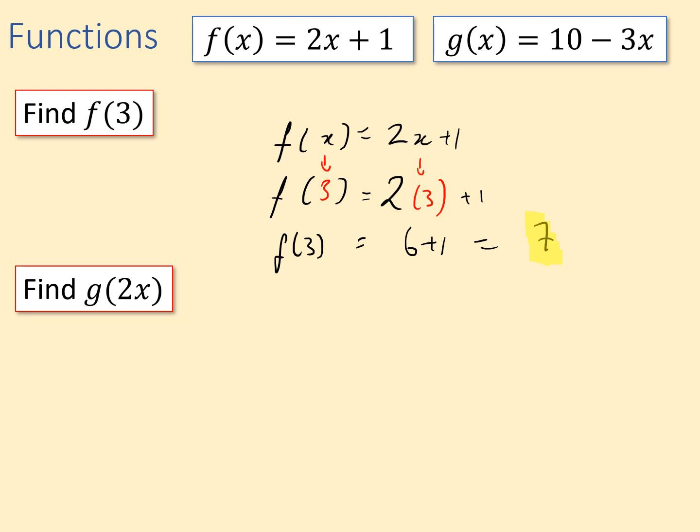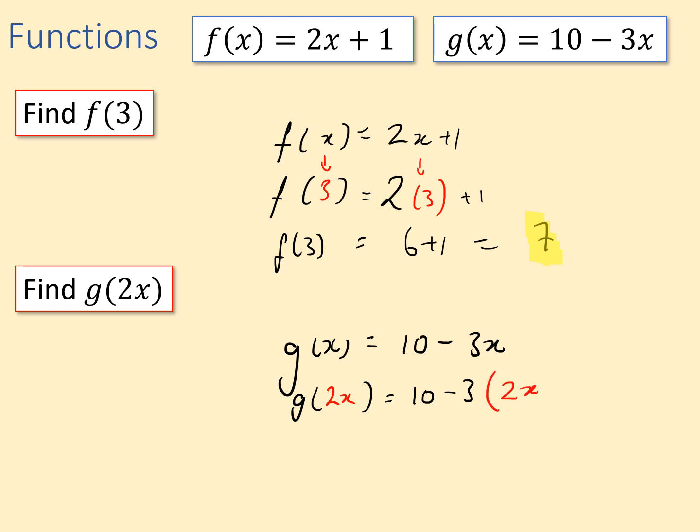So let's look at the second one. So we're looking now at finding the g of 2x. So the g of x is 10 take away 3x. Now I'm finding the g of 2x. And again, let's write that one in red. So the right hand side of this equation is going to be exactly the same, 10 minus 3, but instead of x, I'm going to write 2x. So let's work that out. The g of 2x is 10, take away, expand the bracket, 3 times 2 is 6x. So it's 10 minus 6x.